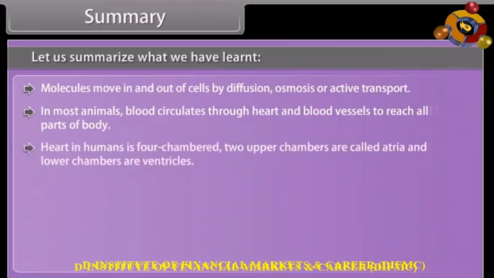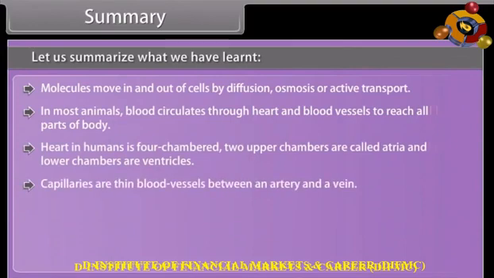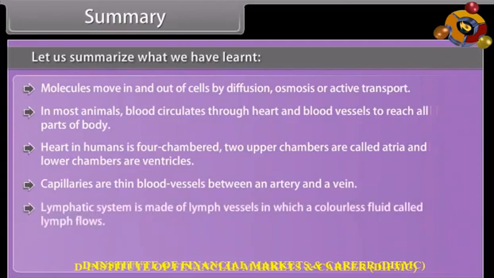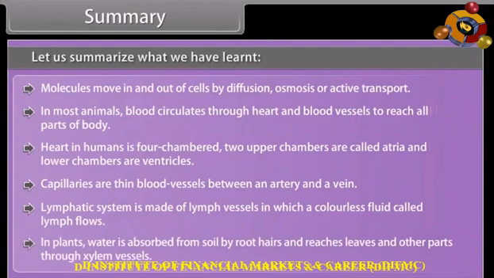Two upper chambers are called atria and lower chambers are ventricles. Capillaries are thin blood vessels between an artery and a vein. Lymphatic system is made of lymph vessels in which a colorless fluid called lymph flows. In plants, water is absorbed from soil by root hairs and reaches leaves and other parts through xylem vessels.